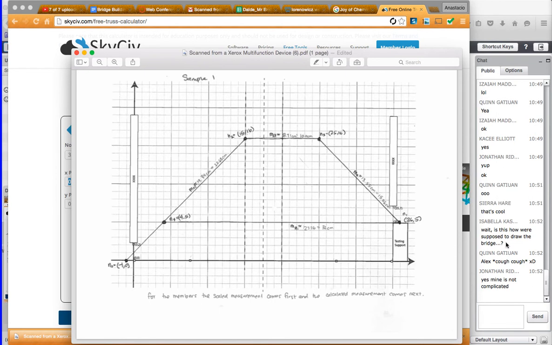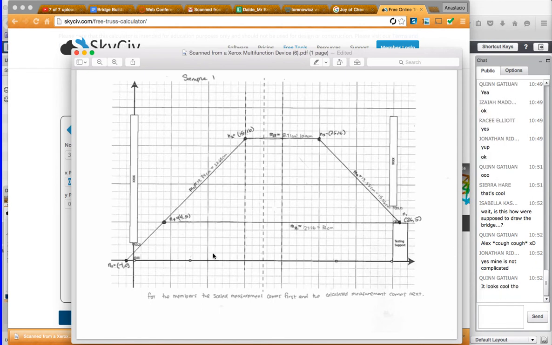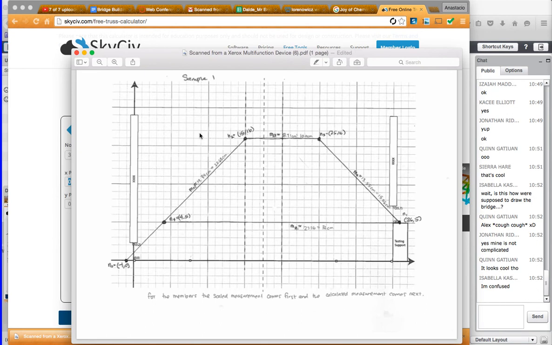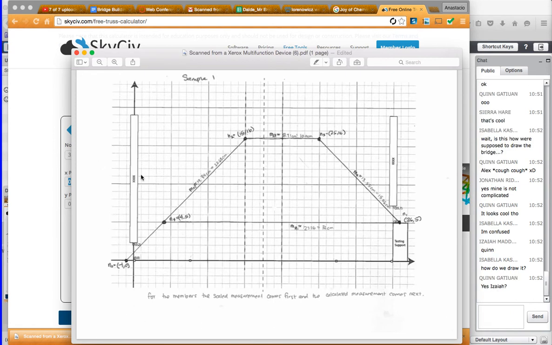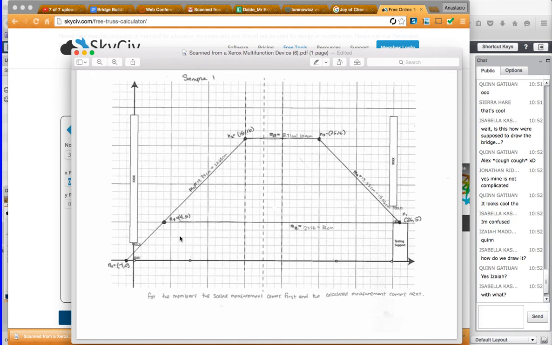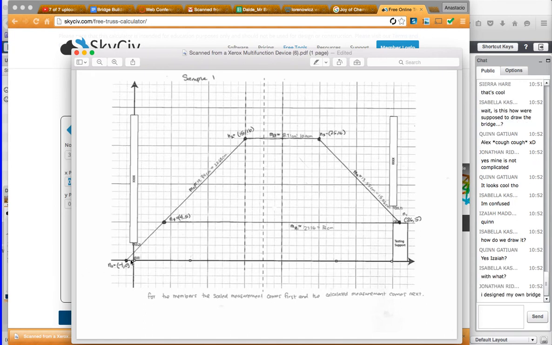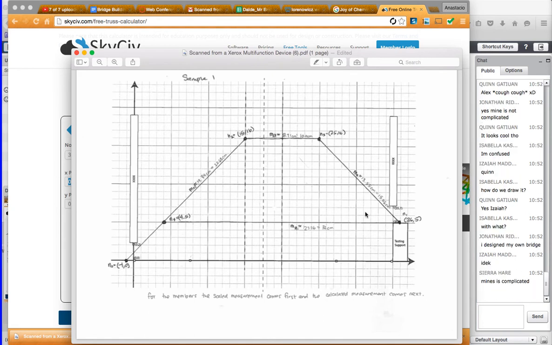Isabella is asking, wait, is this how we're supposed to draw the bridge? No. This is just my sample. This is the one I came up with. It's the most simple design I can come up with. But you guys get to come up with whatever bridge design you want. This is actually what you did in Lab 1. After you're done with Lab 1, this is what you're supposed to have. You print out the piece of paper and you go through and actually draw it.